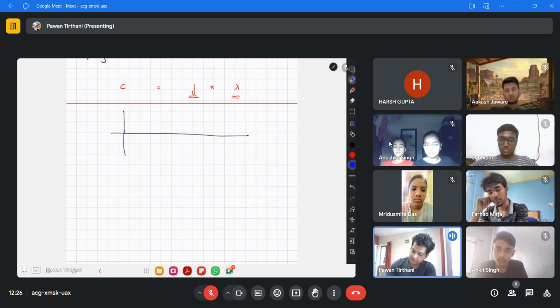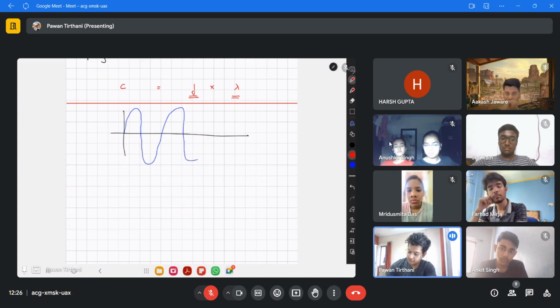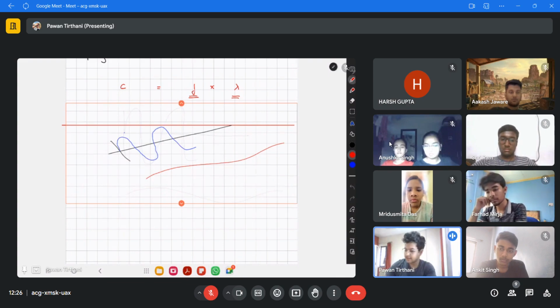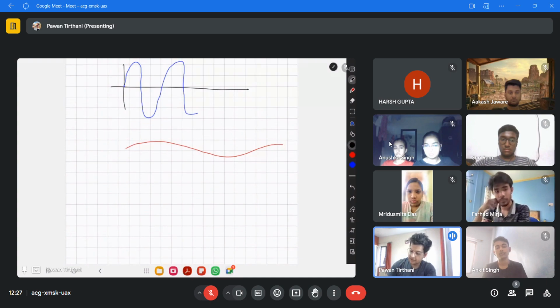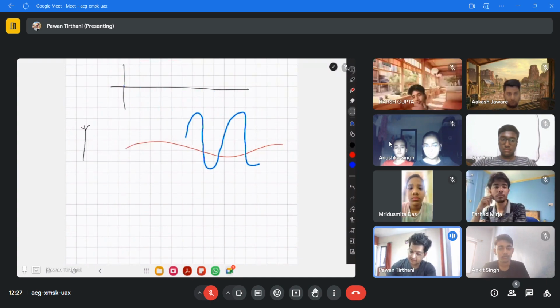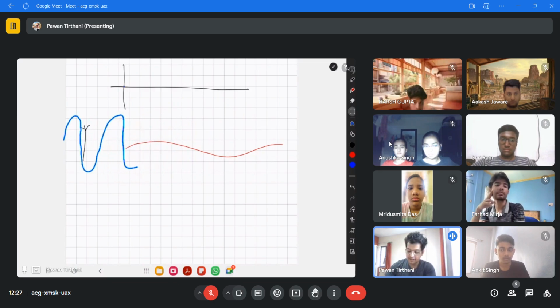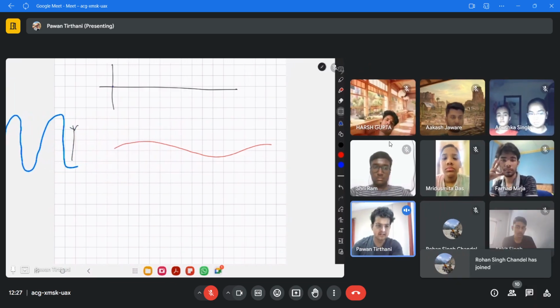So a very high amplitude wave will look like this, and a low amplitude wave will look like this. Now tell me something. If I have an antenna and this wave is coming and hitting the antenna, do you think it will induce a very, very good signal?